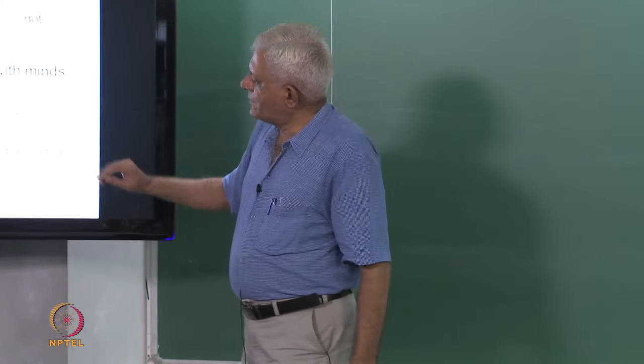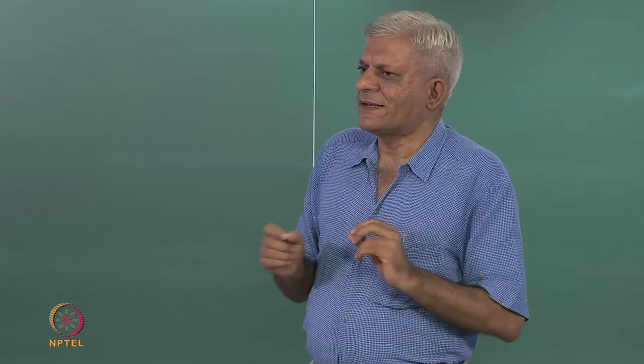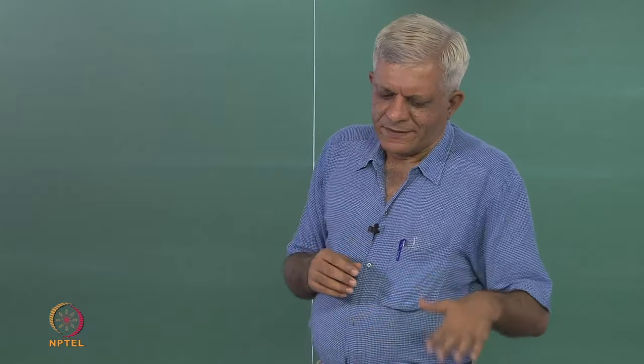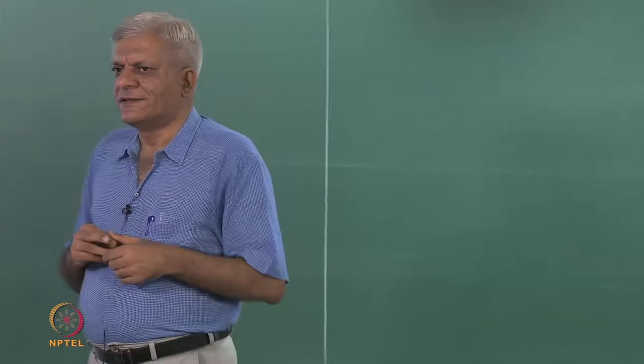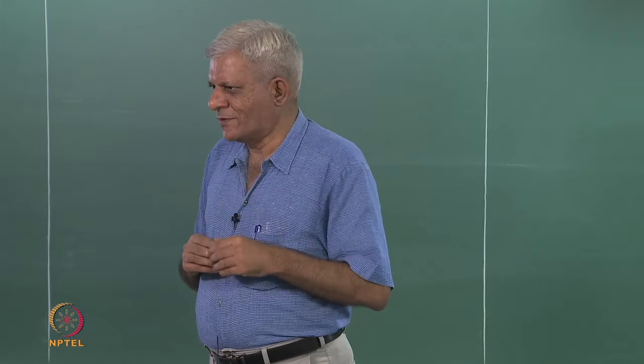But the idea that we want to pursue is that thinking and computing are radically the same. That is the idea in his book, which is AI, the very idea. It is a very interesting book, and those of you who are philosophically inclined should go and have a look at it. This idea that thinking and computing are tied up together goes back much before Hofstadter, and we will see either in today's class or in the next class that the British philosopher Thomas Hobbes was one of the first persons to put forward this idea.